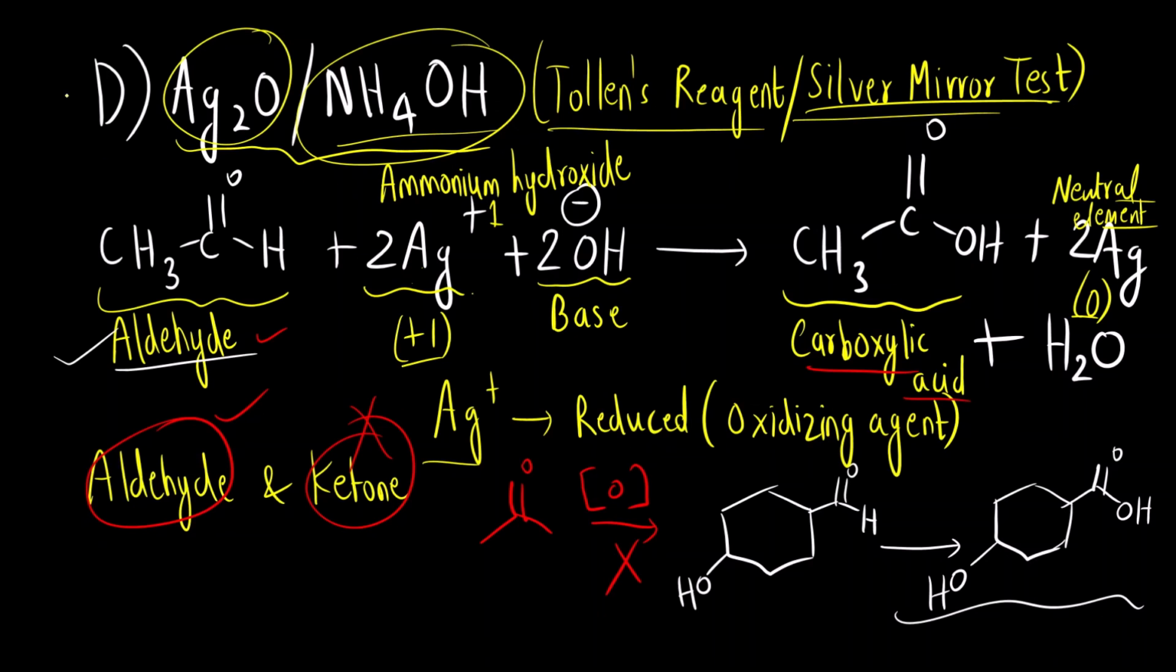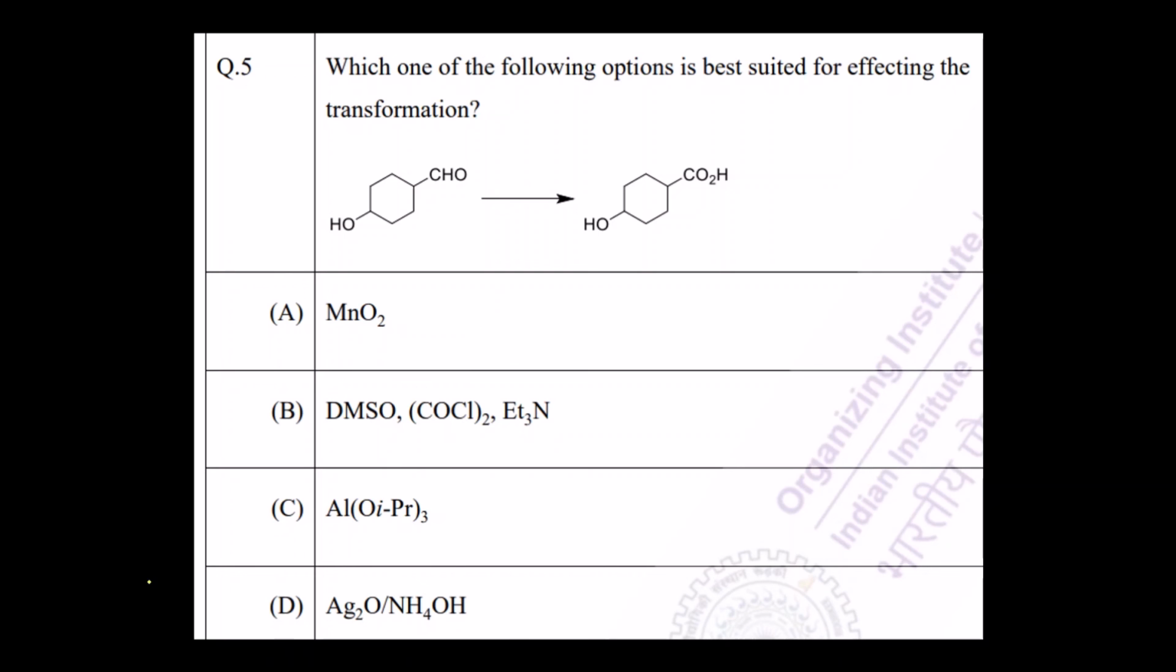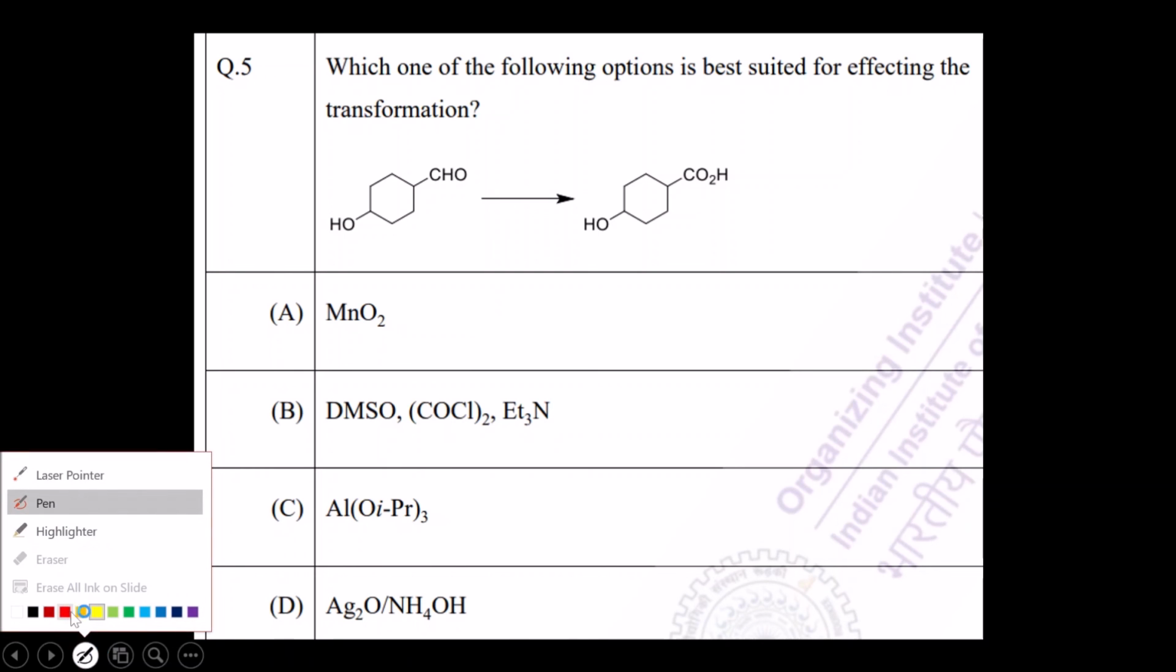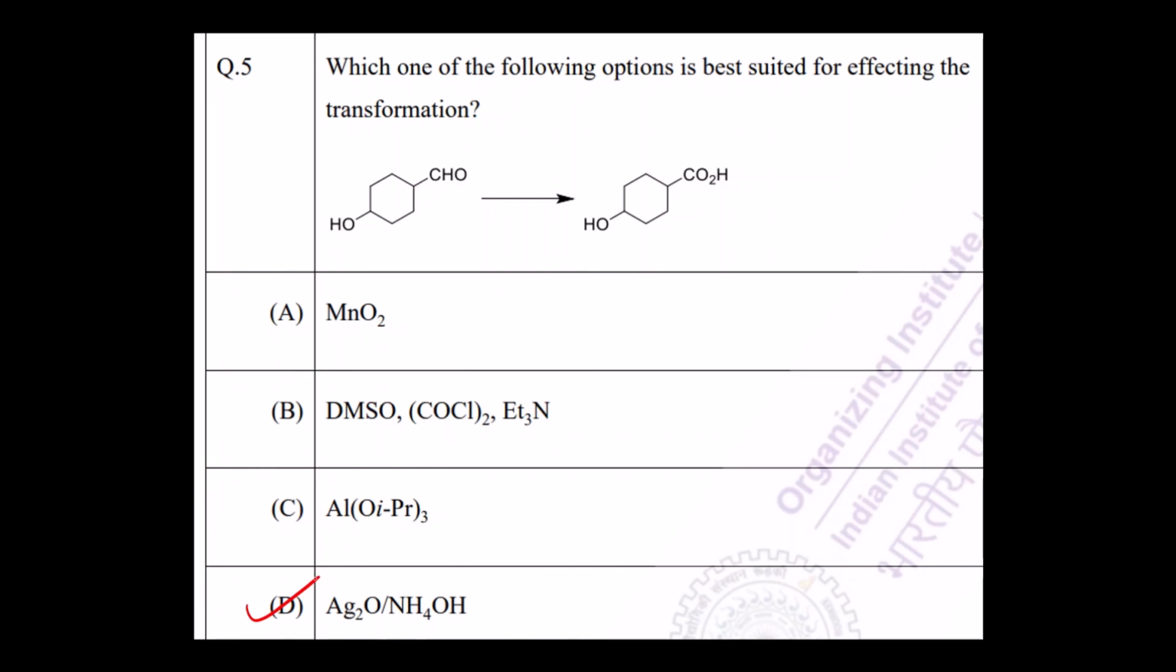So this is going to be our correct answer. Okay, so which is our correct answer for this question? Option D, that is Tollen's reagent. I hope you have understood all the reagents and their products, and why A, B and C are incorrect. Only the correct option is answer D. Thank you.